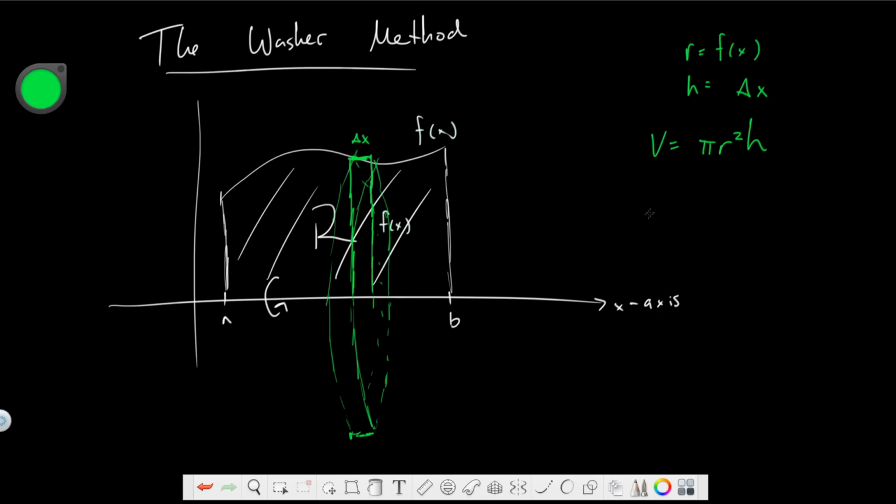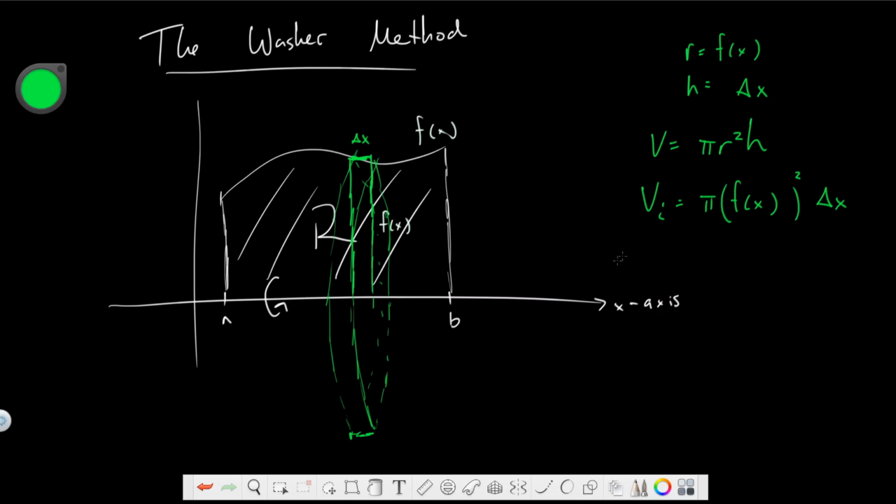Which means this cylinder over here, so I'm going to call it cylinder i, because we're going to have lots of these cylinders, has a volume of pi. Well, the radius is f of x, as we have said. We're going to square that thing. And the height is delta x. What we want to do next is sum up all of the cylinders here, and then we'll get an approximated value for the volume of this curve being revolved around the x-axis.